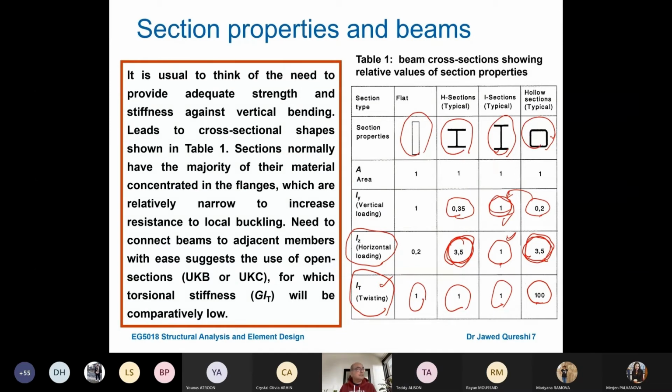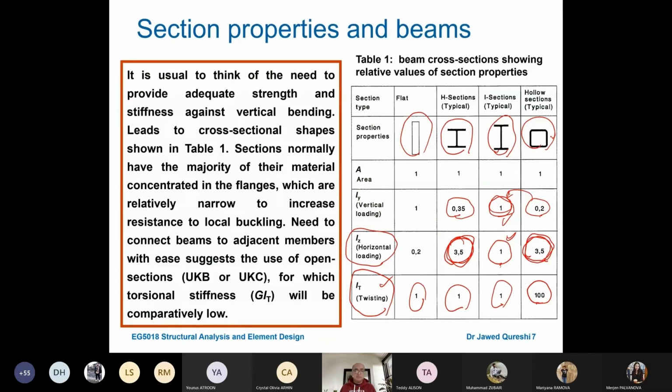Now the real question is, if they are that effective, why don't we use rectangular hollow sections in place of I-beams? Why do we see I-beams all the time being used? And there are 2 reasons why we don't use them. Hollow sections are very difficult to connect with other members.